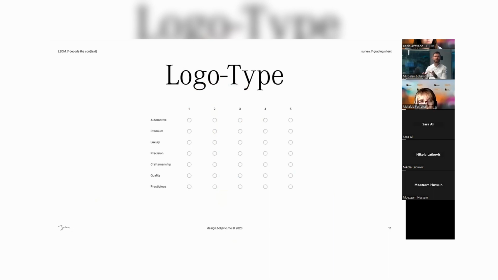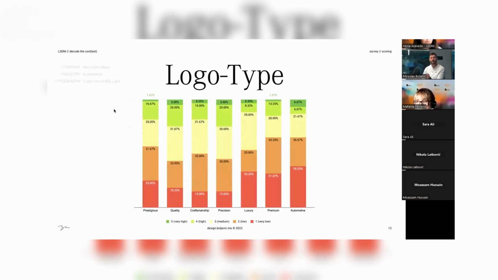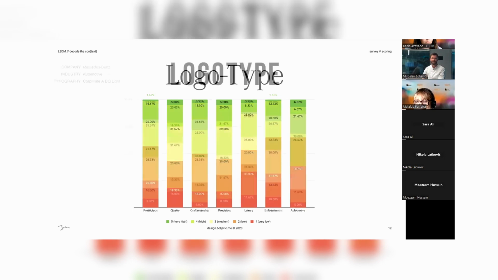In the first stage of this research, each participant was given 10 neutralized logotypes and a list of keywords. And on the left side, you can see these keywords. And they did not know which brand they were rating, or if this was any particular brand in question. And you can see, for example, that the typography used for Mercedes-Benz scored low overall and the lowest on the keyword automotive, which is very interesting.